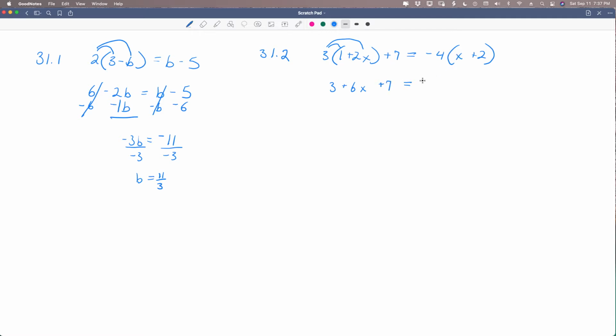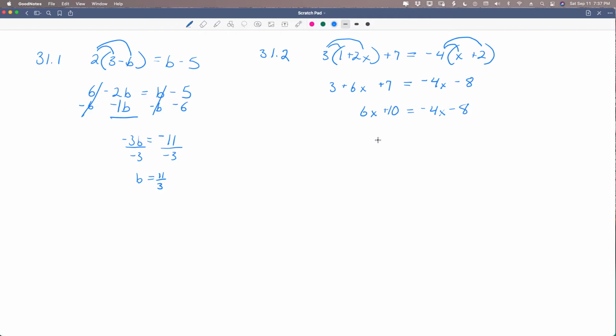Negative 4 times x is negative 4x. And negative 4 times positive 2 is going to be negative 8. Right, so now we can squish our like terms together. So 3 and 7 is 10. And then we have our 6x. And we bring down our negative 4x minus 8. In order to get this, I did the negative 4 times x and negative 4 times positive 2.